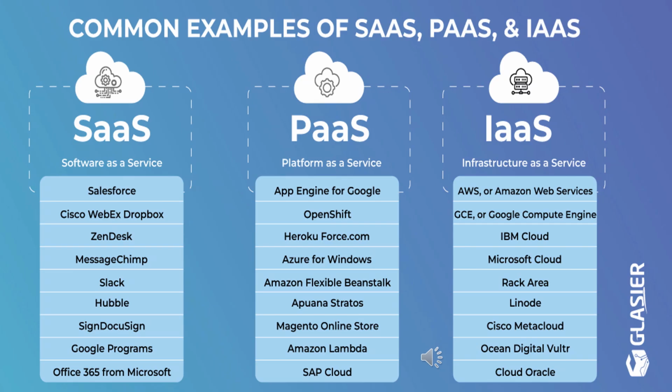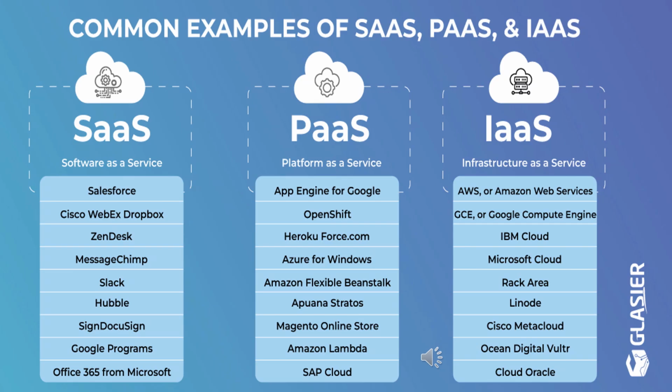Now let's quickly compare all three. SaaS. You just use software. PaaS. You build applications. IaaS. You control infrastructure. Easy way to remember. SaaS equals ready product, PaaS equals ready platform, IaaS equals raw resources. Control level. SaaS least control. PaaS medium. IaaS full control.